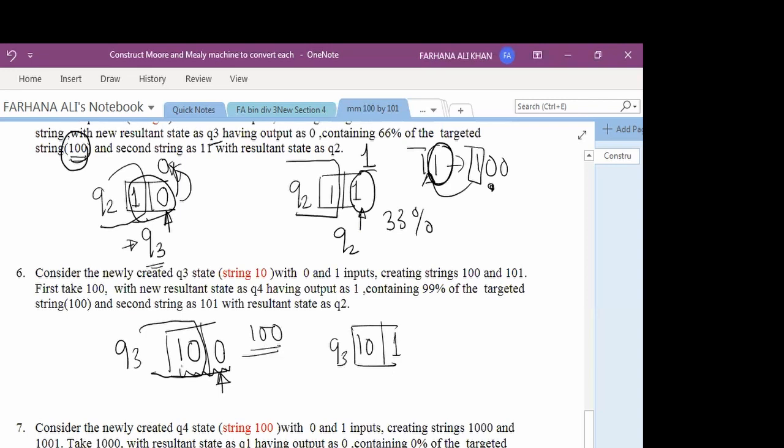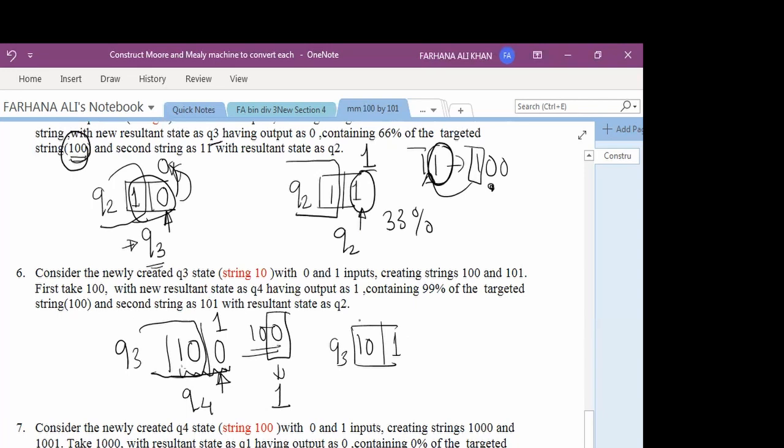But now what we have to do is write the output symbol here also. So if we have 100, which is the targeted string, the output should be the last bit, which is 0, converted to 1. So here the output symbol has to be 1. So this is your output 1, this is your input symbol 0, now changed to 1, and this is the targeted string. This condition is now represented by one state which is called Q4.